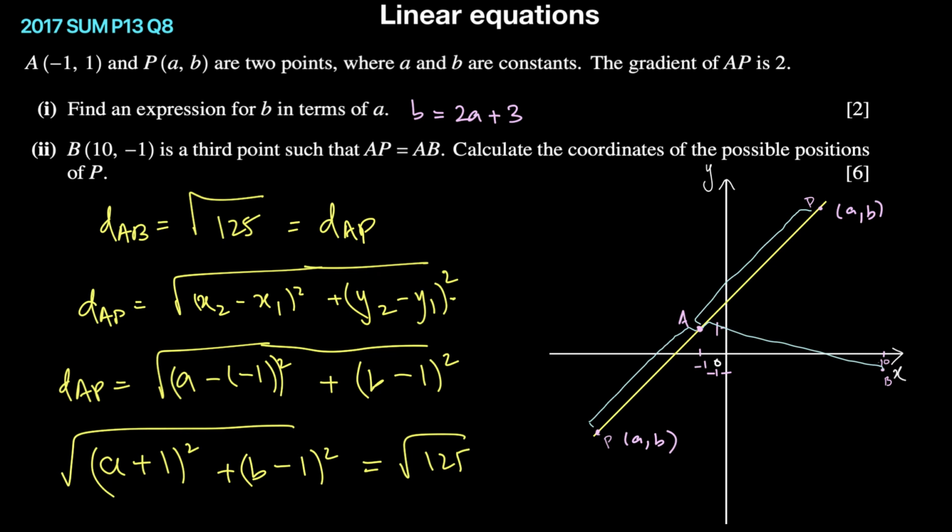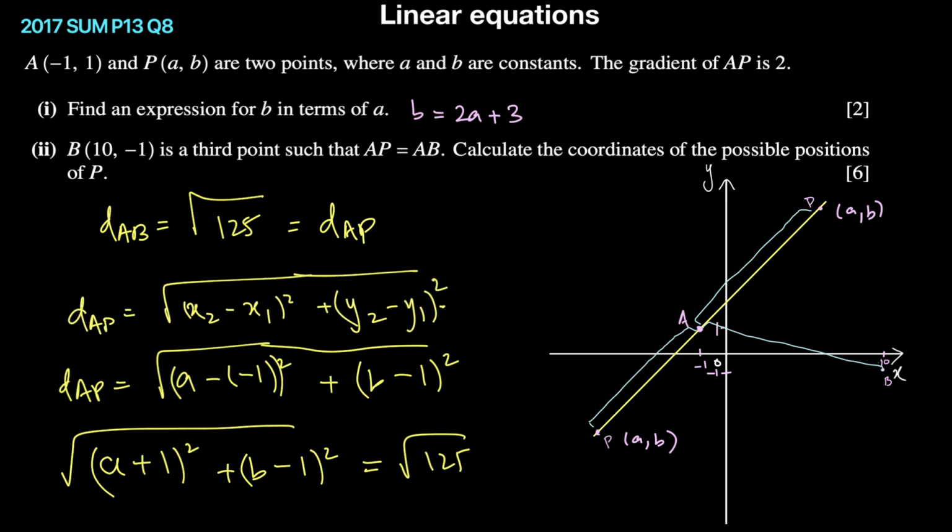Now, we have this, but what we don't know is the values of A and B, which appear in the equation, and we have to figure them out. What we do know is that B is equal to 2A plus 3. So we can substitute this expression for B into this equation, and then we have an equation only in terms of A.